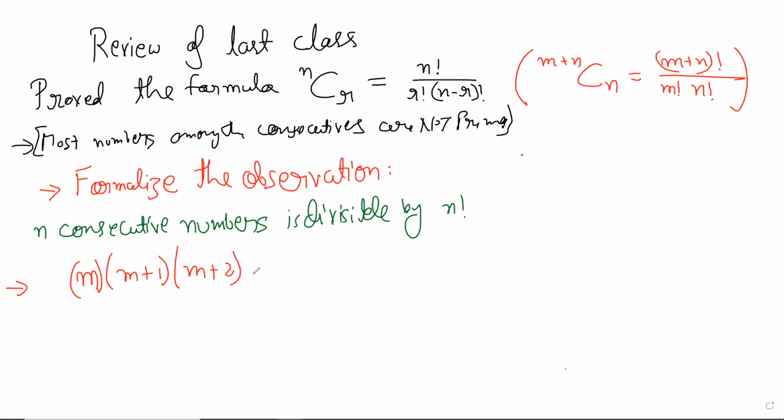Okay. So starting with m, that's a new variable we have to introduce to write it. You have to go up till m plus n minus 1, right? This will be the nth number, because we're starting with m plus 0. So that's right. And this divided by n factorial is an integer.